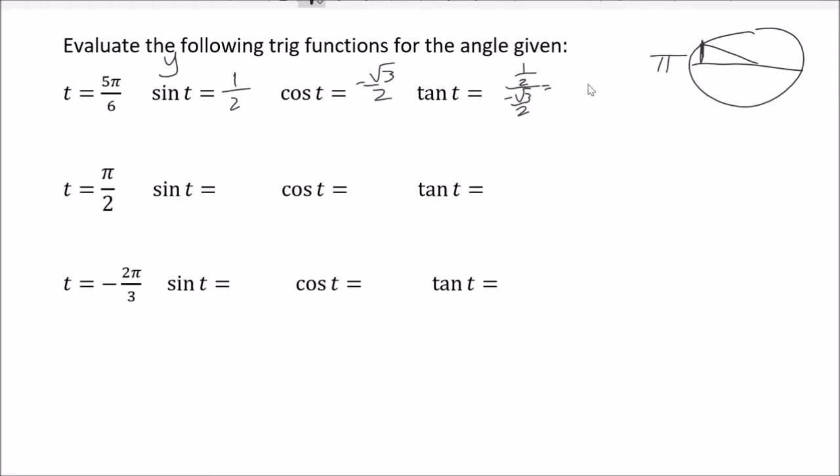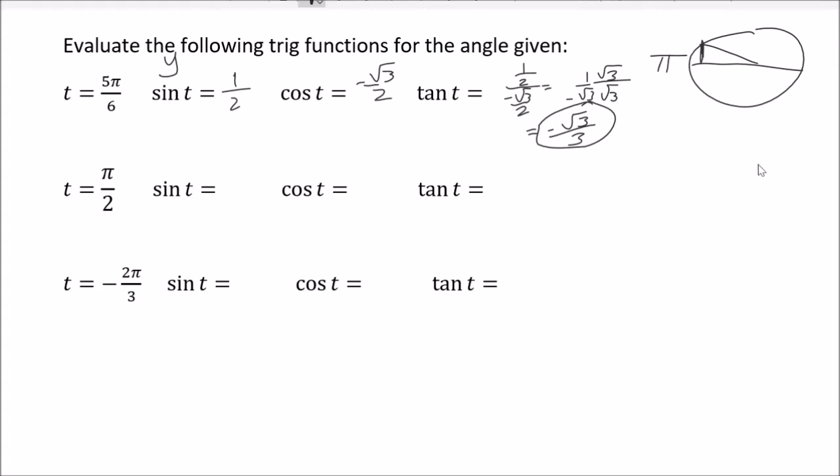I can flip and multiply those, and when I do, I get 1 over negative root 3, which needs to be rationalized by doing root 3 and root 3 on top and bottom. That's just multiplying by 1. And so what do I get when I do that? I get negative root 3 over 3. All right, so if that made sense, maybe pause the video and try the next one.